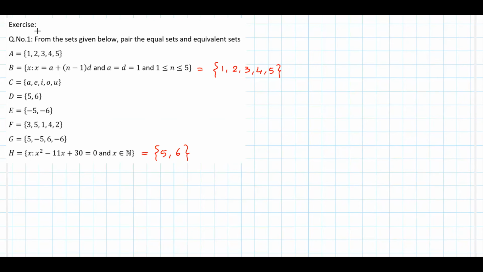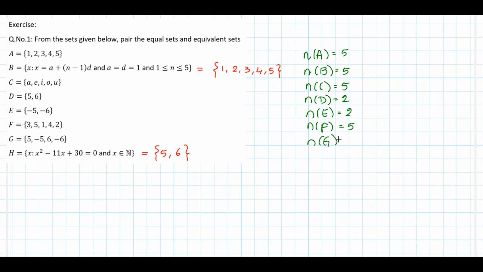So now we'll try to understand which are all equivalent sets here. First, we'll take the cardinality of each and every set. So what is the cardinality of the first set, n of A? 5. N of B, 5. N of C, 5. N of D, 2. N of E is 2 again. N of F is 5. N of G is 4. N of H is 2. So these are the cardinal numbers of each and every set. That's clear.